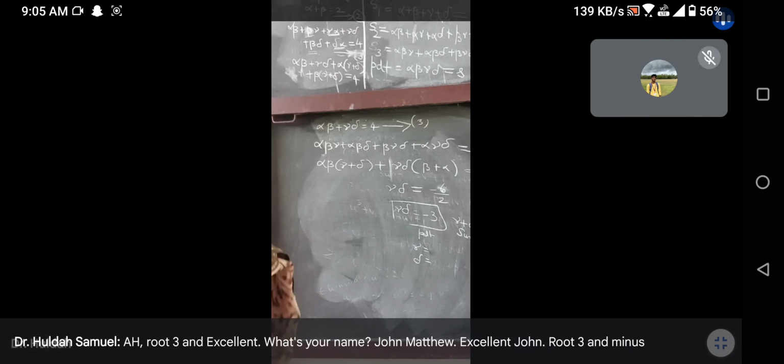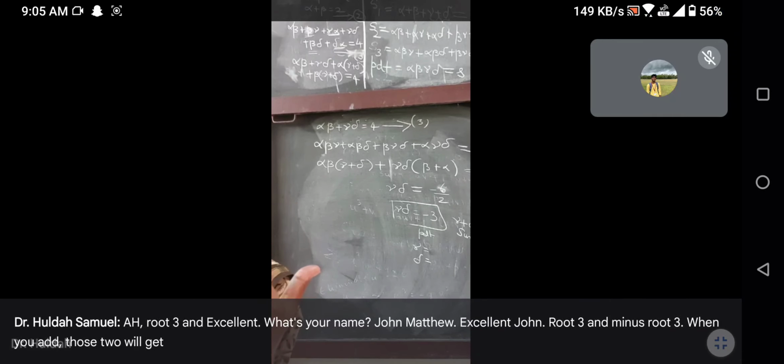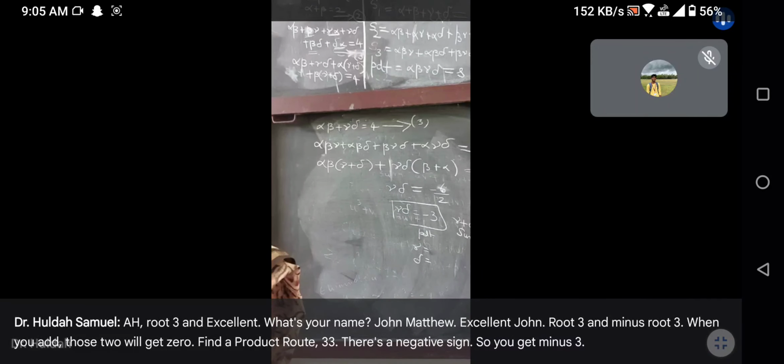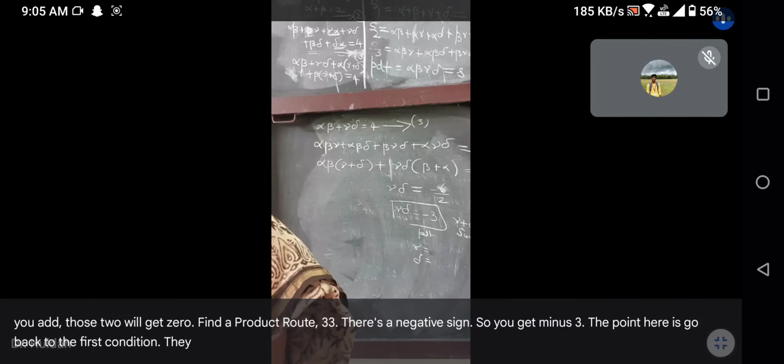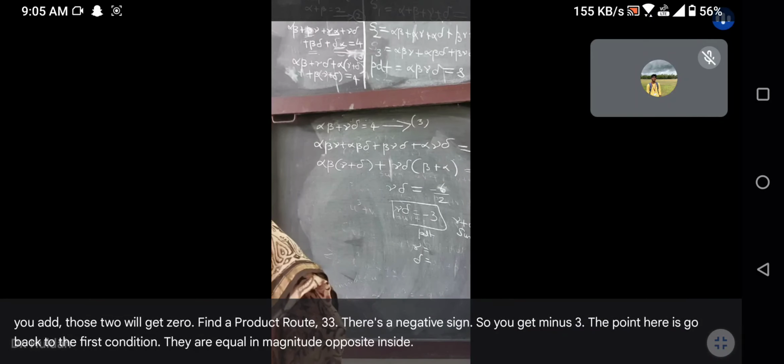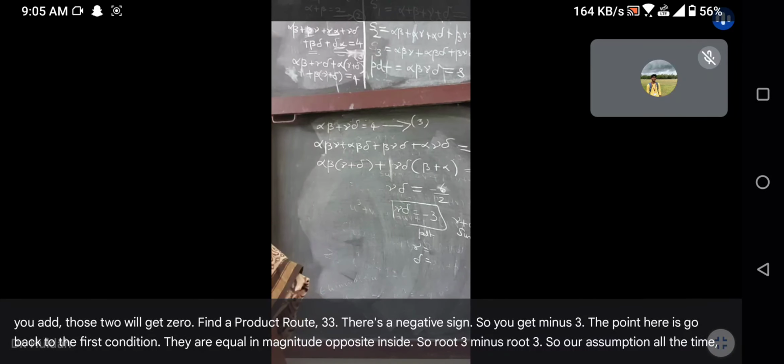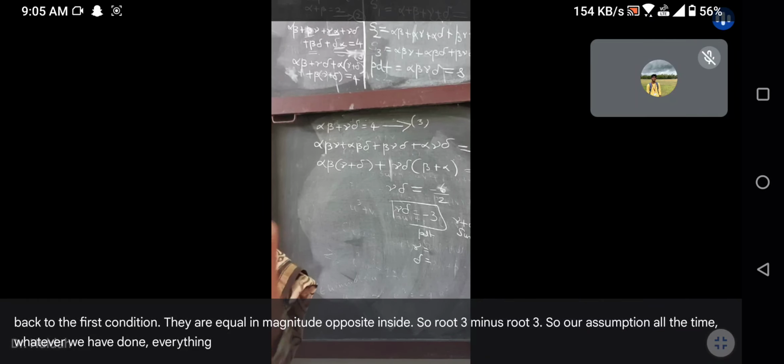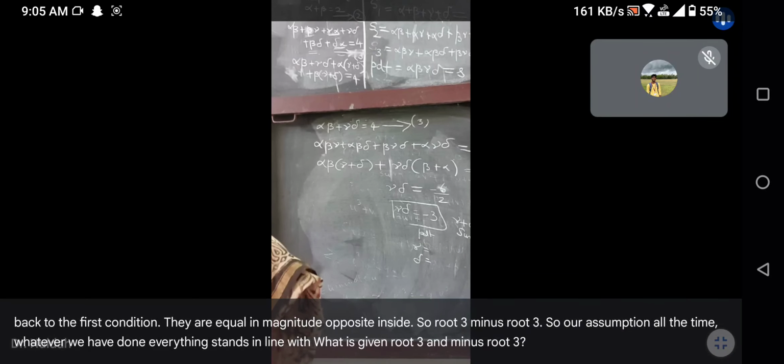Excellent. What's your name? John Matthew. Excellent, John. Root 3 and minus root 3. When you add those two, will you get 0? Find the product. Root 3 into root 3 is 3. There's a negative sign, so you get minus 3. The point here is, go back to the first condition. They are equal in magnitude, opposite in sign. So root 3, minus root 3. So our assumption, all the time, whatever we have done, everything stands in line with what is given. Root 3 and minus root 3 are the roots. So 2 roots we have found out.